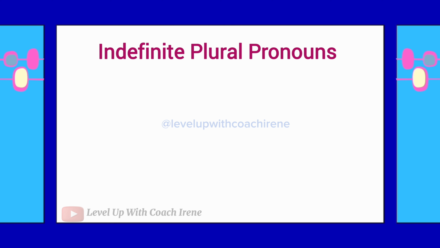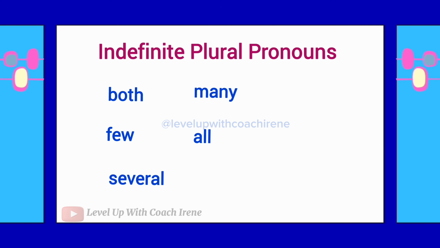In addition, we also have indefinite plural pronouns. They do not specify a precise number or identity, but they indicate a group or collection of items or people. They can often be used with a noun or on their own depending on the context. They include both, few, several, many, all, some, most.